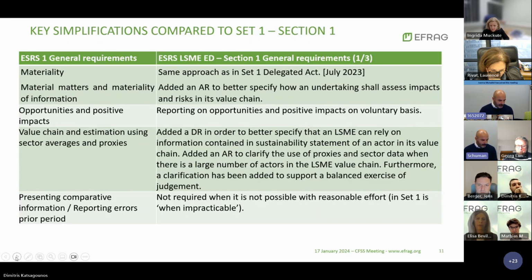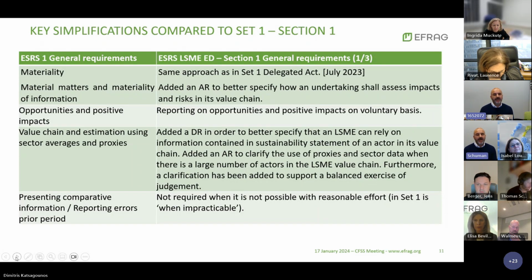Now I'm going to share with you the main simplifications applied for each section, starting from section 1, compared with the ESRS 1 for the ESRS for large undertakings.